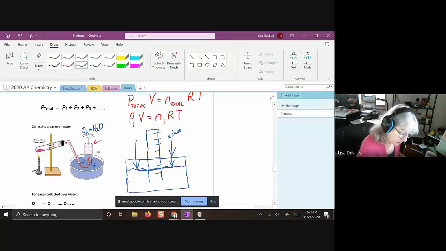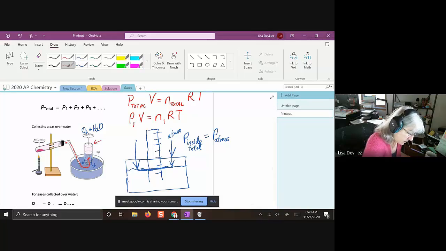So I would adjust this so that the water level's even, and I take a reading of the atmospheric pressure, and so then I know that the pressure inside, or what we are calling P total, is going to be equal to the atmospheric pressure. And then when it's even like that, that's when I take a reading of this volume. And so that will get me my volume.